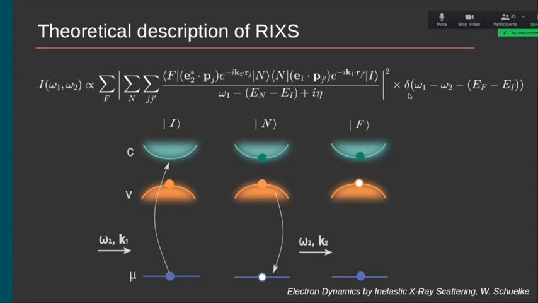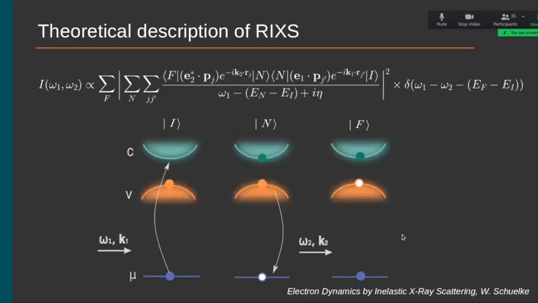And here on the right, you can see the overall conservation of the energy, where the energy loss, defined as the difference between the incoming and outgoing photon, must be equal to the energy of the initial minus the final state. Sorry, the final minus the initial state.